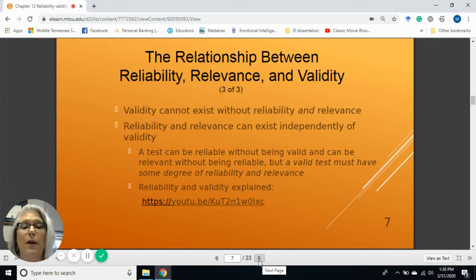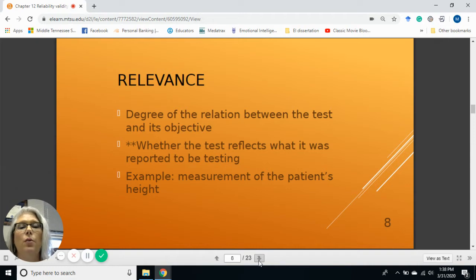So I love that video, and there's a link to it on the content page if you can't link out to it here. So relevance is the degree of the relation between the test and its object. We want it to be most relevant, and we want the test to reflect what it is reporting in the testing, like the patient's weight, like we talked about in the last slide.